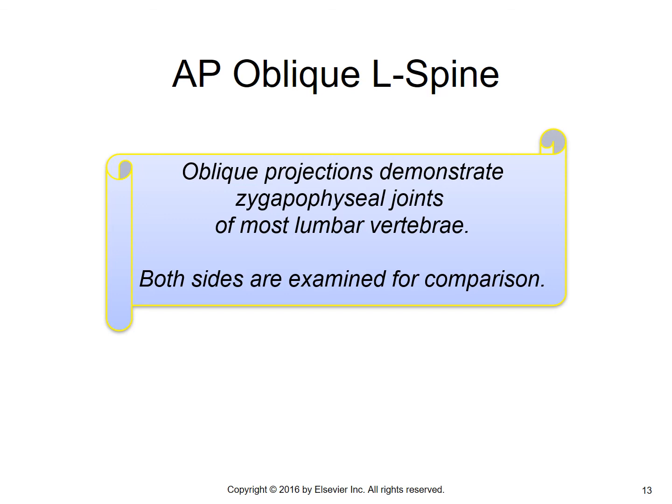If we're looking at an oblique, the vertebra looks somewhat like a Scotty dog. We've got the foot of the Scotty dog above, which is the inferior articular process, and the ear of the Scotty dog below, which is the superior articular process. That little space between the foot and the ear is the zygapophyseal joint. Both sides are going to be examined for comparison, so we're going to do the RPO and the LPO.